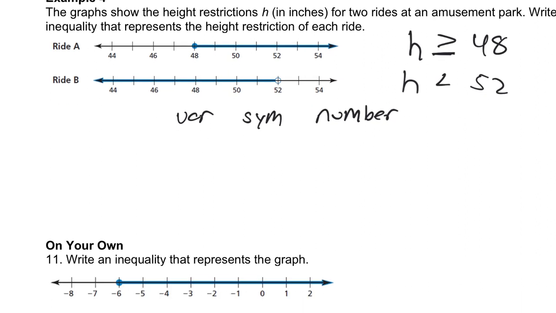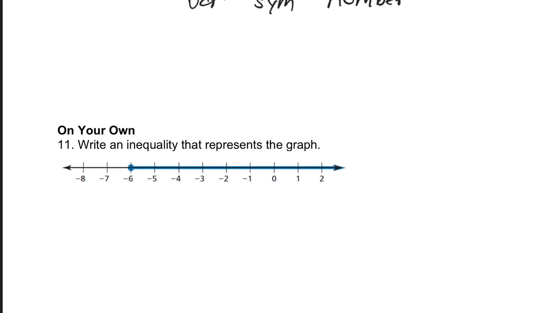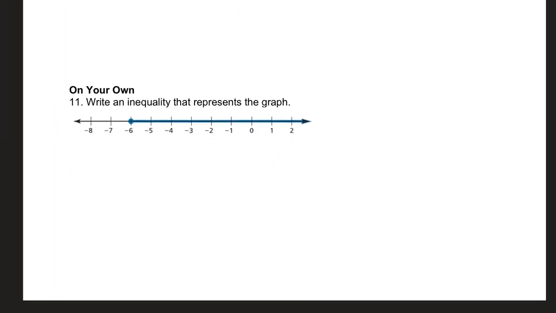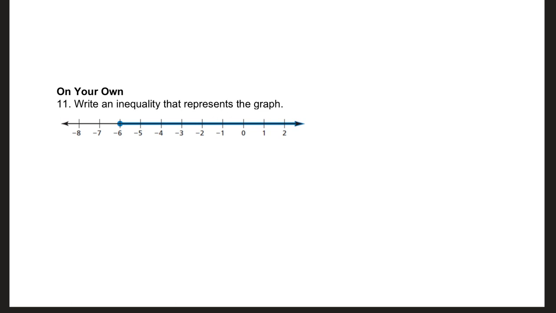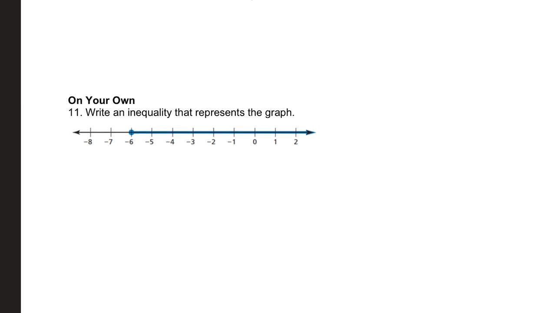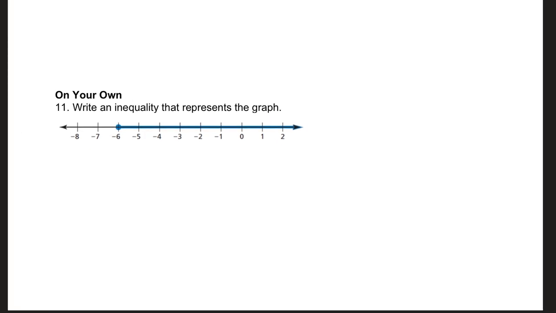Now that you have that, go ahead and do this next one on your own. There we go, where you can see this. Go ahead and do number 11 on your own. 3, 2, 1, and go. Now that you finished number 11, you should have x greater than or equal to negative 6. Again, that's x greater than or equal to negative 6.